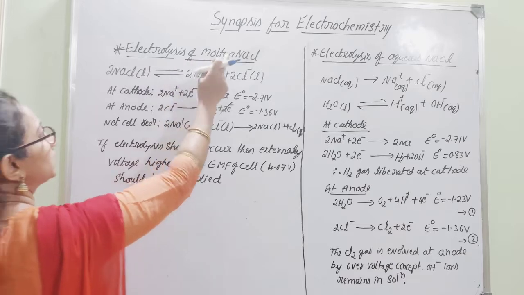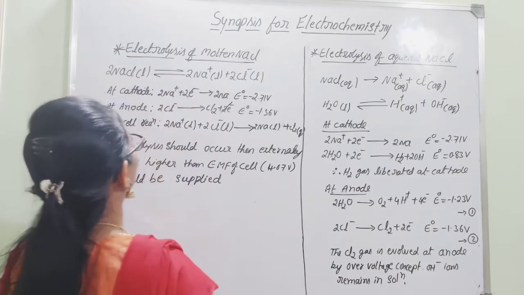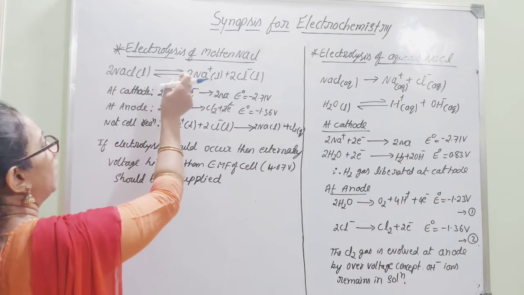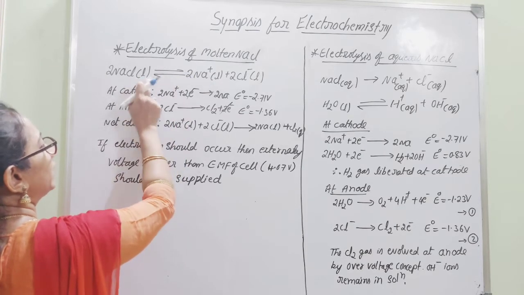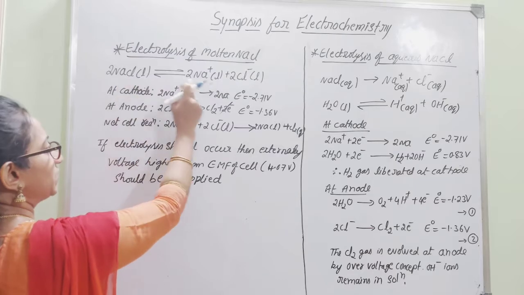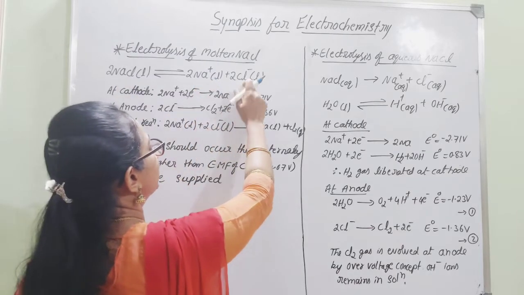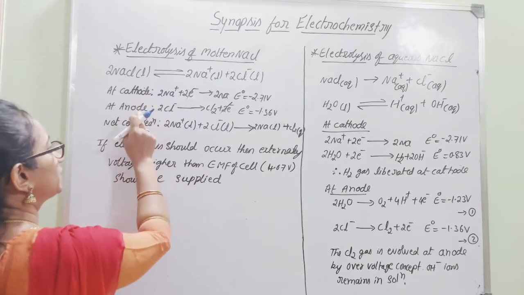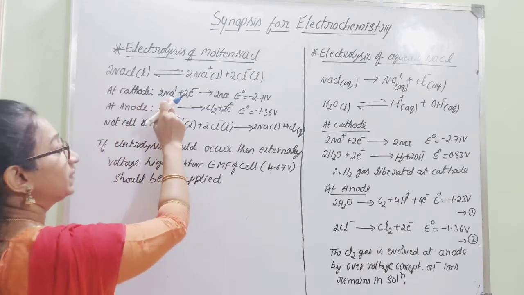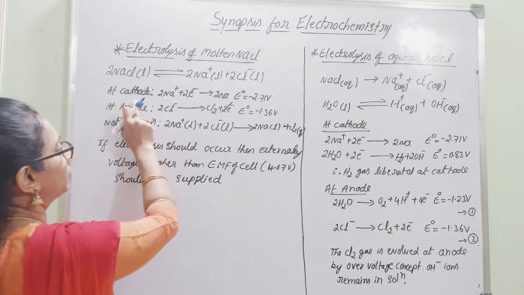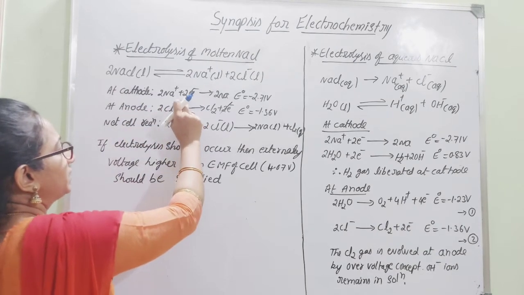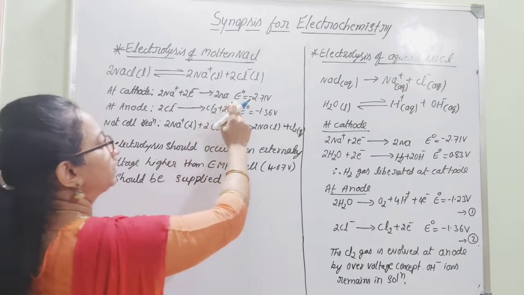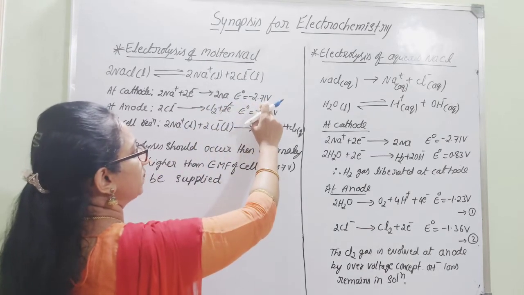Very firstly, electrolysis of molten sodium chloride. Here, sodium chloride in the molten state, on passing electricity during the electrolysis process, will undergo dissociation to give Na+ ions and Cl- ions. As you know, there are two reactions. One is the cathodic reaction, the other one is the anodic reaction. Na+ ions get attracted towards the cathode and they will get discharged, that is, they will get reduced to give Na. So here E naught value will be equal to minus 2.71 volts.